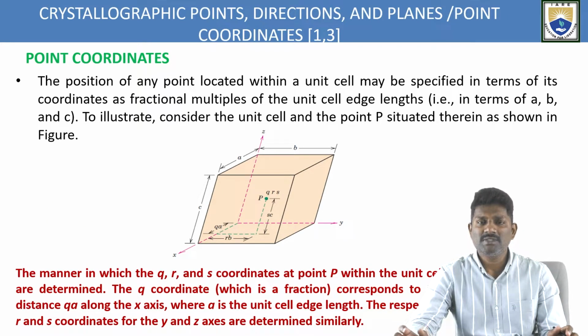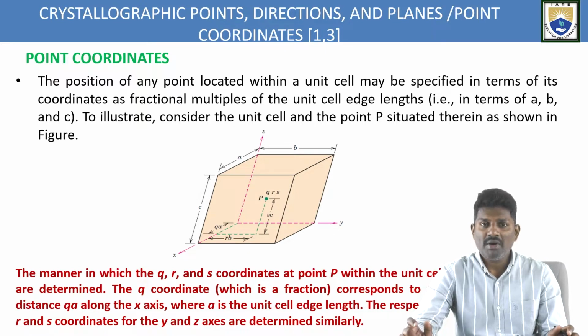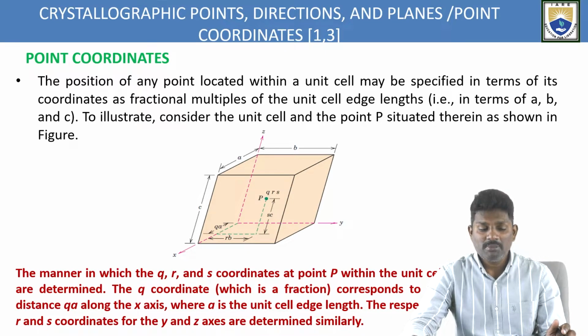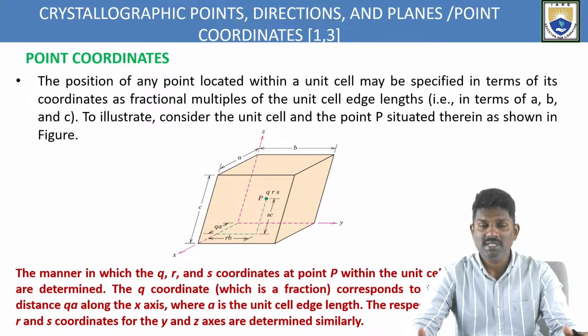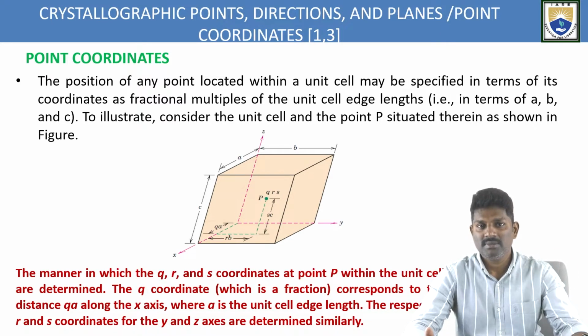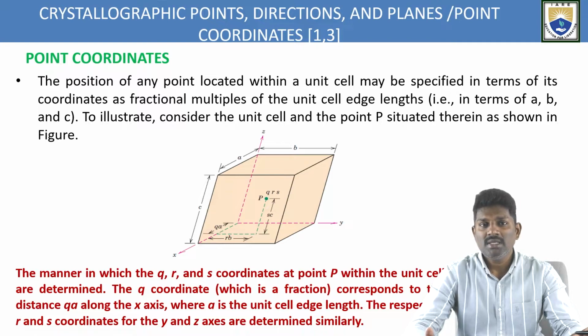Now, if we consider a small example like point coordinates, the position of any point located within the unit cell may be specified in terms of coordinates as a fraction of multiples of the unit cell. So what are the points we have? If you want to locate the point in the unit cell with respect to the coordinate axis, what we have to do is specify it in terms of the coordinate axes. That means the position P has to be located from the reference axes, in the x, y, z directions.